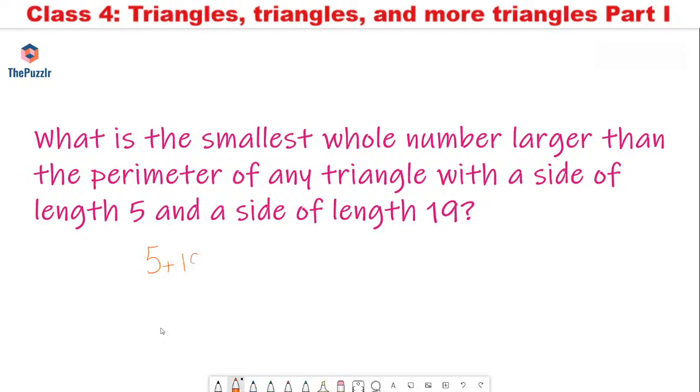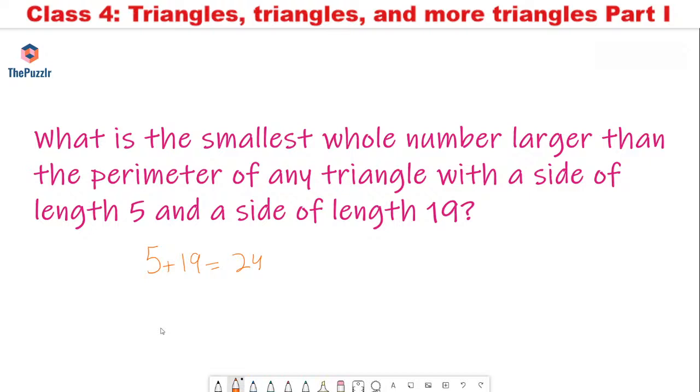5 plus 19 gives us 24. So the maximum is anything below 24. If it's equal to 24, it's going to be a degenerate triangle, which is never allowed except if they specify that, which I've actually never seen in a problem. So we have that 5 plus 19 equals 24. Anything below 24, like 23.99999, works. Anything 24 or above does not work.